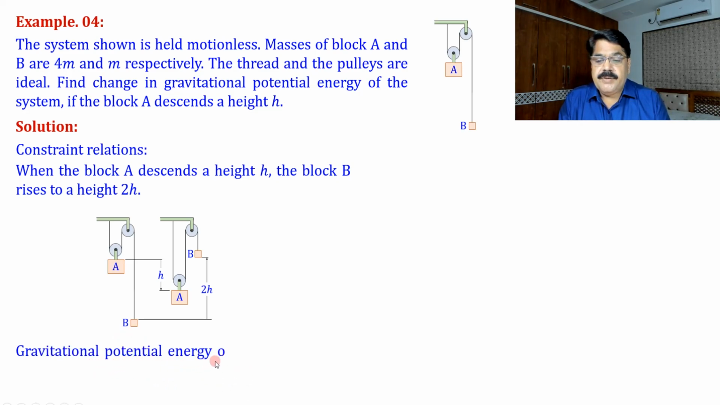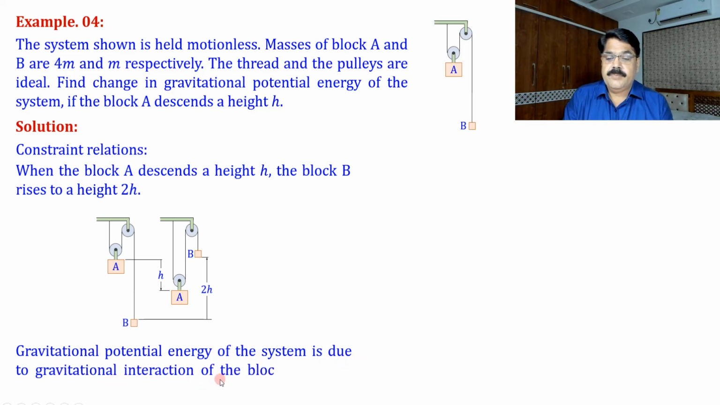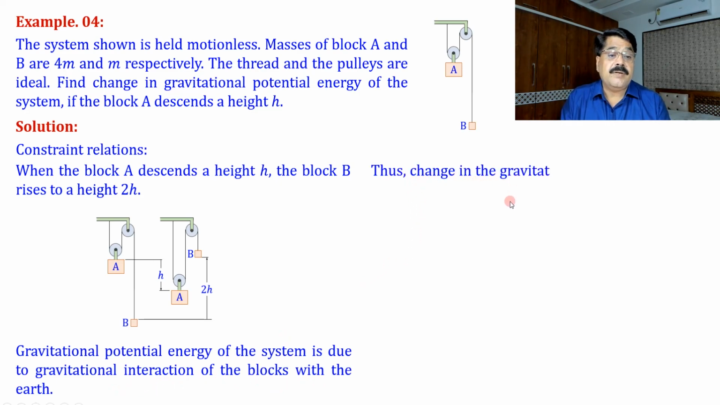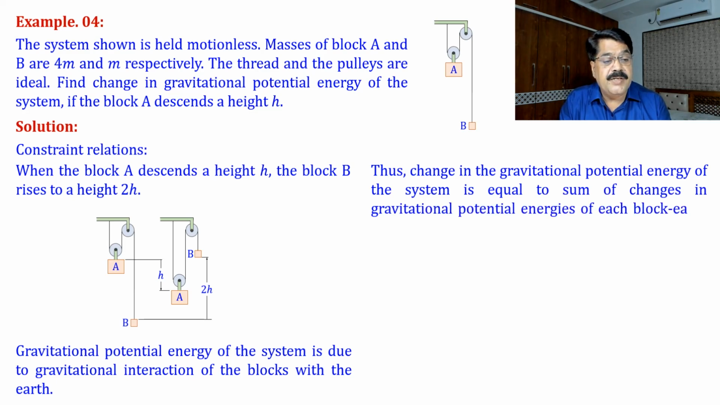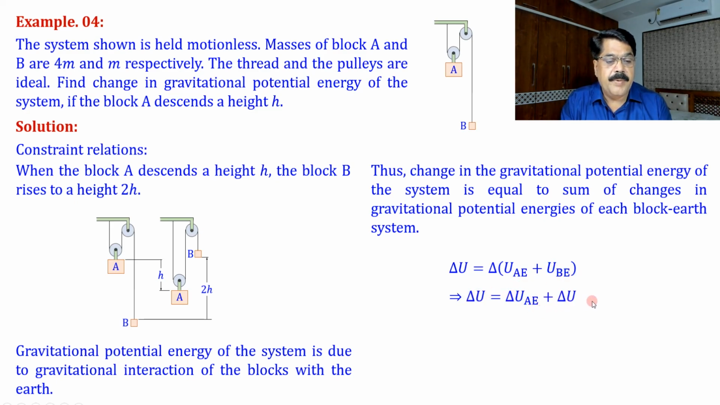The gravitational potential energy of the system is due to the gravitational interaction of the blocks with the Earth. Thus, the change in gravitational potential energy of the system is equal to the sum of changes in gravitational potential energies of each block-Earth system. So let us proceed with this idea. Delta U will be delta U_AE plus delta U_BE, the potential energies of the A-Earth system and the B-Earth system. So delta U will be delta U_A plus delta U_B.